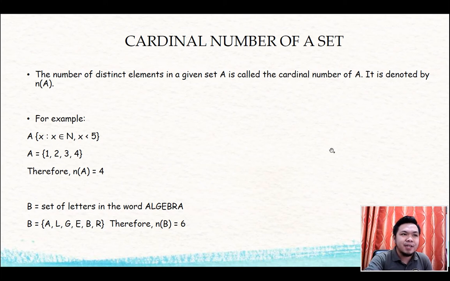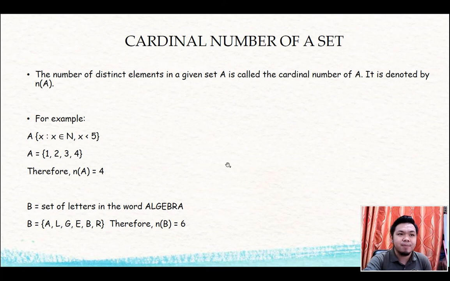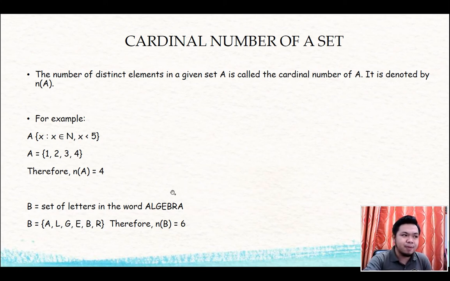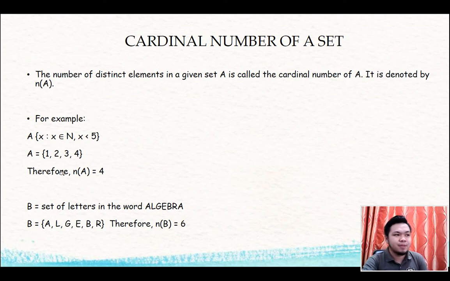Now let's go with cardinal number of a set. The cardinal number of a set, the number of distinct elements in a given set A, is called cardinal number of A. It is denoted by like this. Yan, N parenthesis A. For example, A brackets X such that X is a subset of N, then X is greater than 5. So, pag sinulat pa natin siya, ibig sabihin, ito po yung elements na meron kay A.